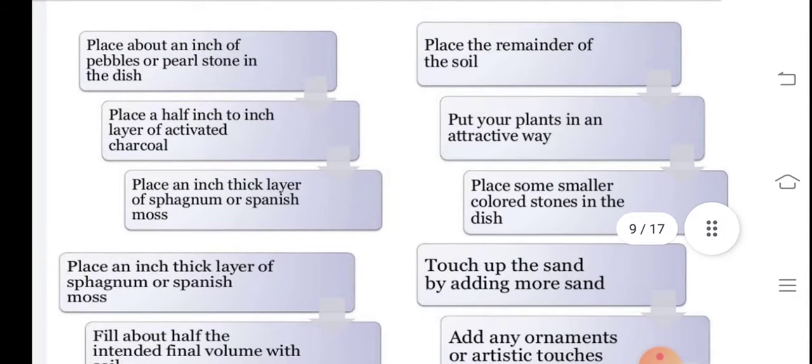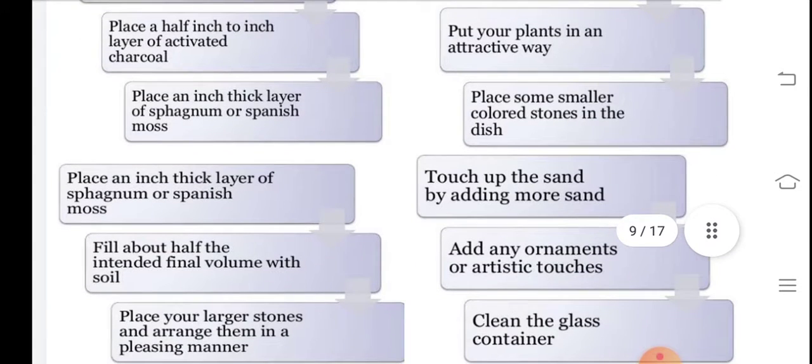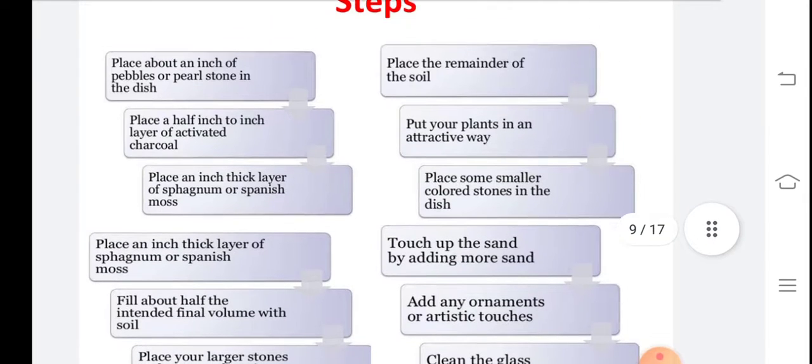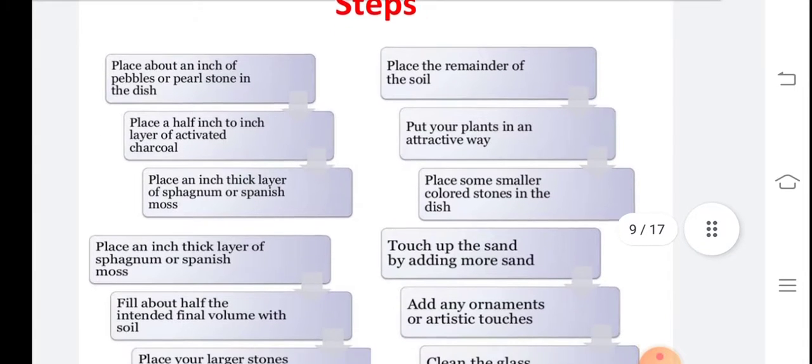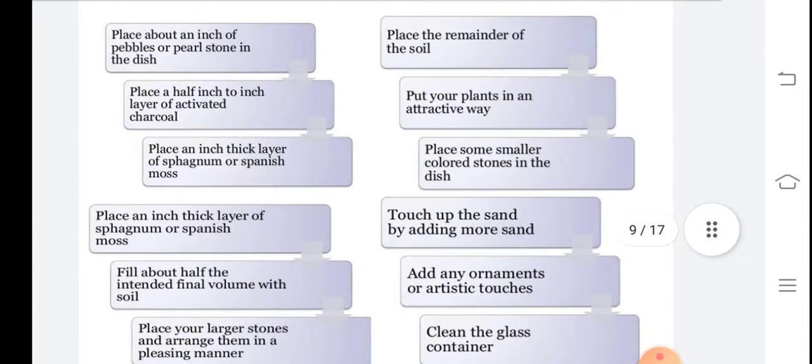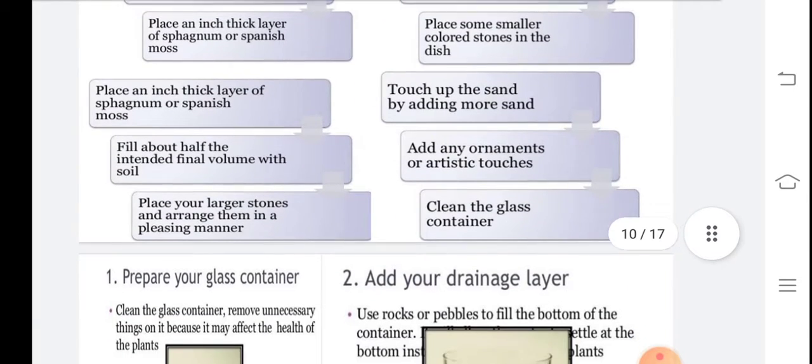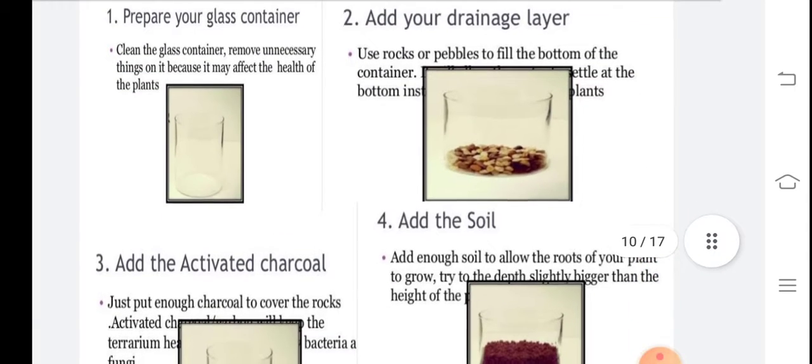Place about 1 inch of pearl stones. Later, as you see from the left side, place a half inch layer of activated charcoal. After that, some moss or Spanish moss for water holding. Then place a 1 inch thick layer of these mosses, and generally their volume is as per the soil, not too much or too little. Then soil is added, and different ornamental plants are to be used for the terrarium.